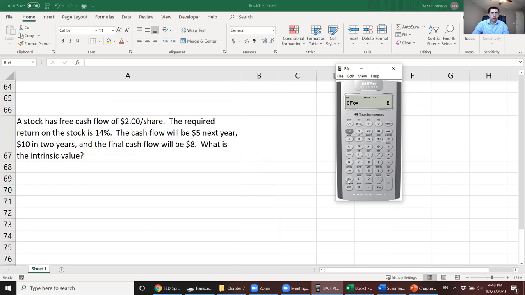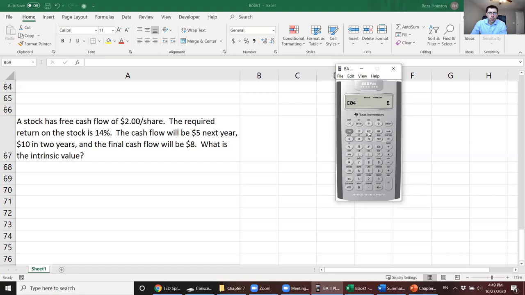And we'll get started. So our cash flow initially is $2. So our CF0 is 2, down arrow. Our C01 is going to be 5, enter. Our F01 is 1. Our C02 is 10. Our F02, our frequency, is 1. Our C03 is 8, F03 is 1, and we're done.